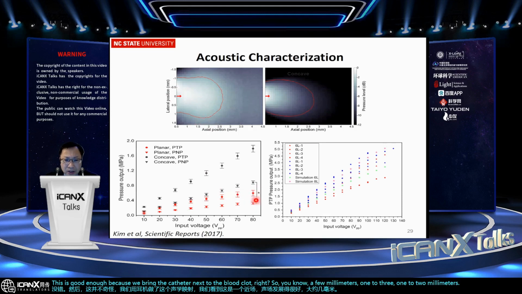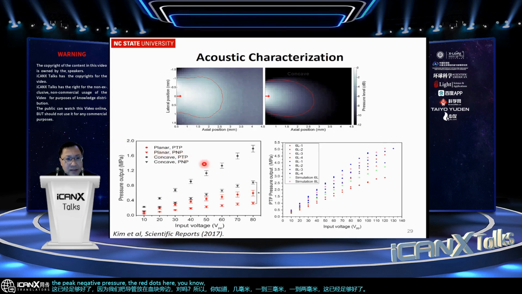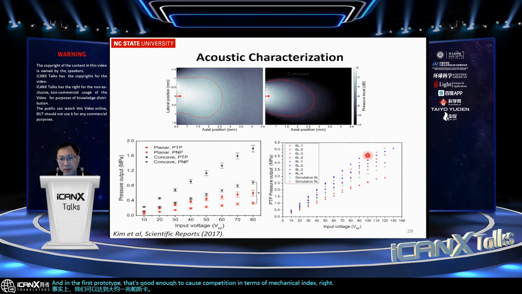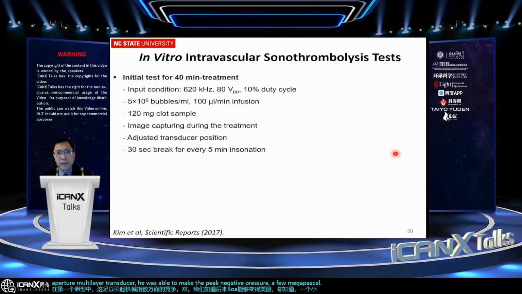And the good thing also, look at the peak negative pressure, the red dots here. This one, the triangle one, actually, those are peak negative pressure. Indeed, we can get to about 1 megapascal in the first prototype. That's good enough to cause cavitation in terms of mechanical index, right? We know later on, Bois was able to build a beautiful, small aperture multi-layer transducer. He was able to make the peak negative pressure a few megapascal. So that's more than what we need.